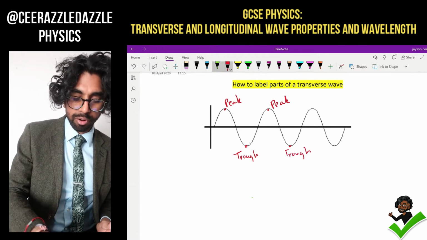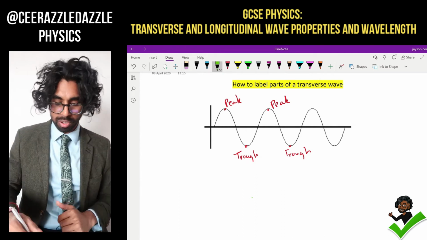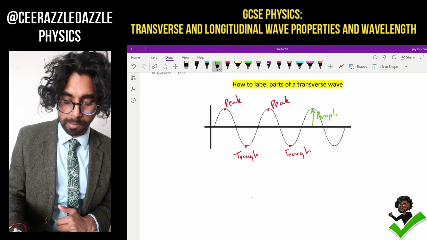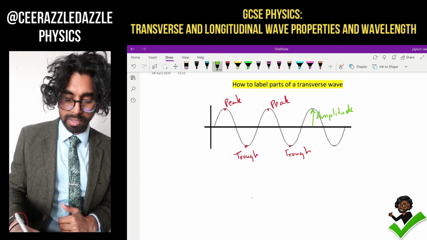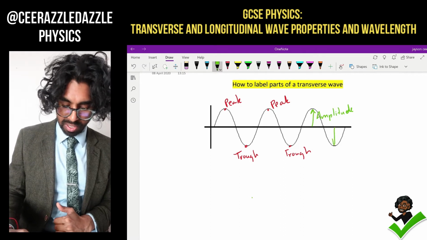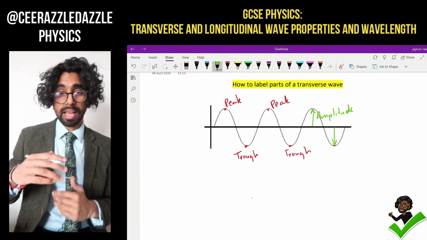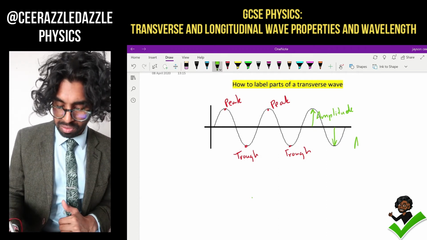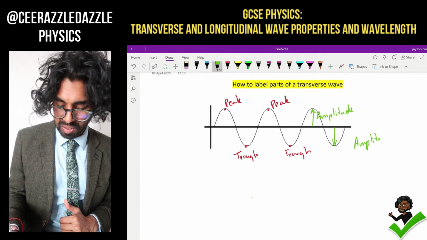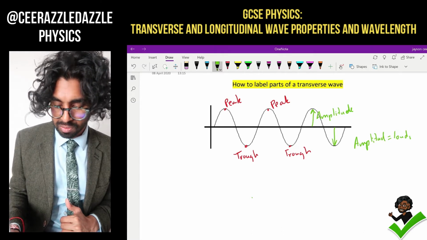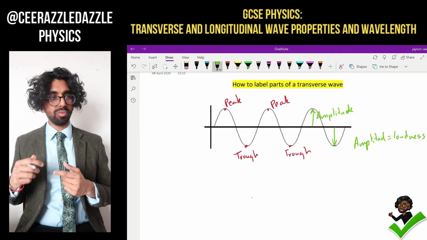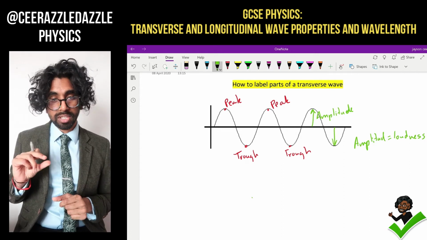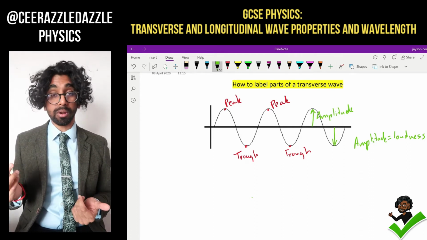The distance now from the equilibrium position to the top, to the peak, so this distance here, this is called the amplitude. And it's the same as this distance over here. This is also the same thing. The higher the amplitude, the greater the loudness of the sound. So amplitude tells me the loudness. Imagine you're listening to music on your iPhone, and if you increase the amplitude, you're basically making it louder.